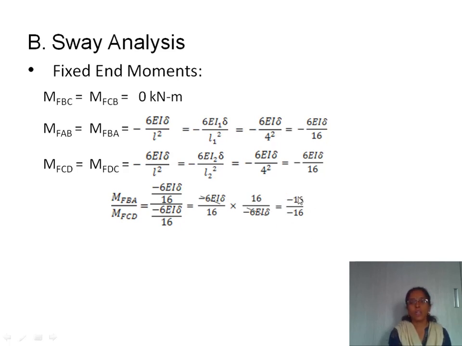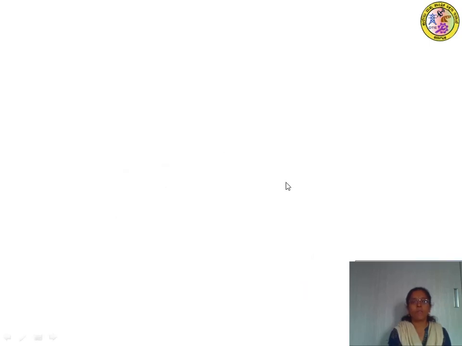Okay, so we can have the same values of 16, or we can reduce it further with the same ratio. Okay, so for this instance we will maintain the same minus 16. Therefore MFAB, MFBA, MFCD and MFDC is equal to minus 16 kilonewton meter. This is an assumed value because we don't know the value of delta. This is an assumption of a fixed end moment. Okay, so we will proceed further with this assumed value of sway fixed end moments.